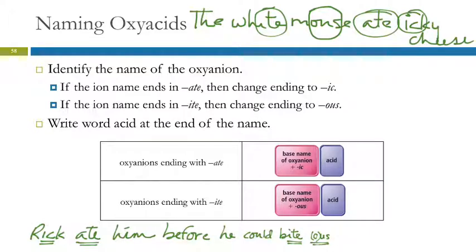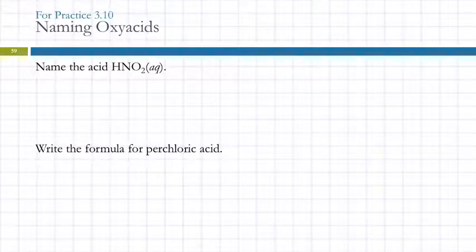So how do we do this? So let's name this acid. It starts with H. It's an acid. It's dissolved in water. It says aqueous. So we cover up the hydrogen and we look at what's left. Does that have oxygen in it? It does. So what we need is the name of that ion, NO2. What's the name of that? Nitrite. So this is NO2 nitrite.